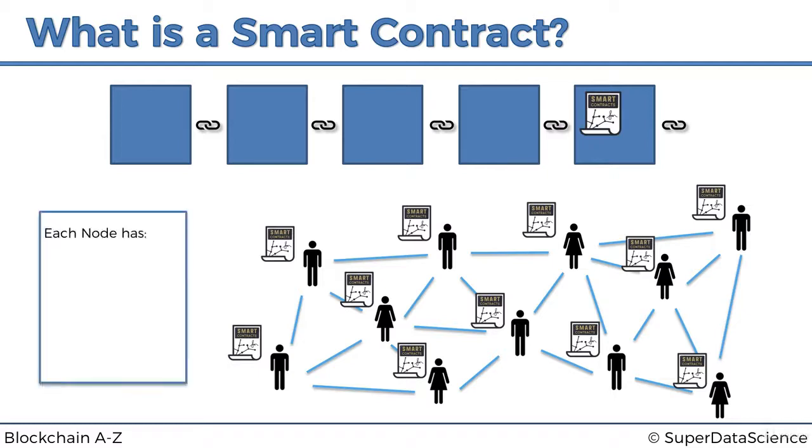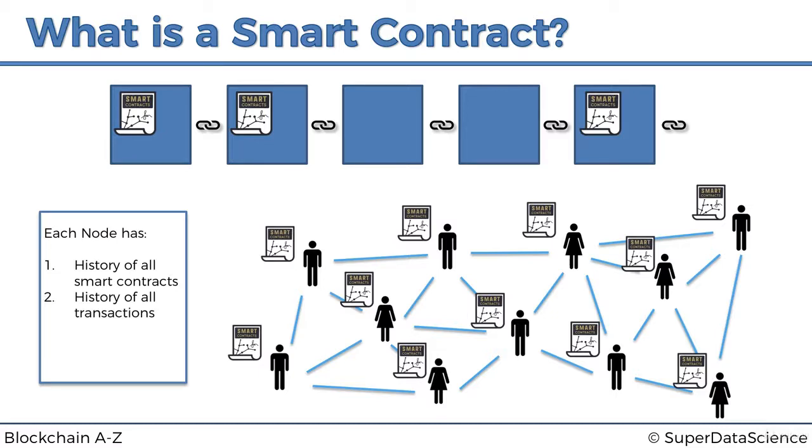And so each node has the history of all smart contracts. If there were any previous smart contracts, they will be present on every node, just because of the nature of the blockchain: the whole blockchain gets copied to every machine. So all the smart contracts will be on every machine. There'll be a history of all transactions, as we know. If there were any transactions before, and there were tons, they will also be on every node.